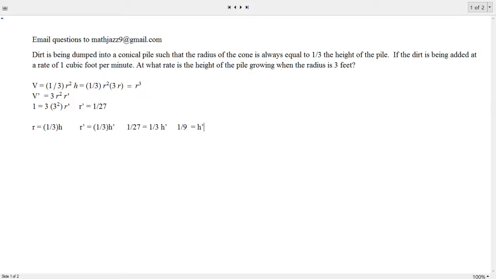A cubic foot of dirt per minute is quite a lot of dirt to move with a shovel. Not a lot of dirt to move with, say, a bulldozer or a backhoe or something. So that is that question.